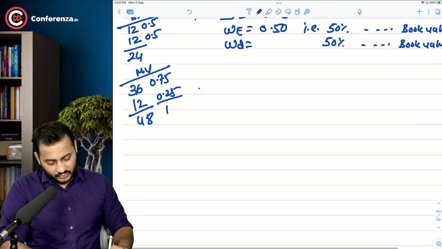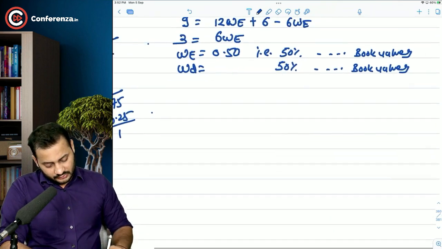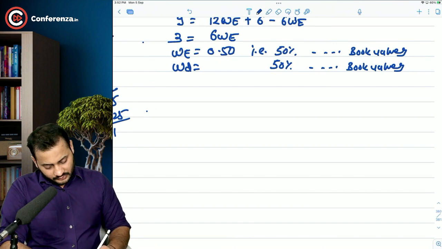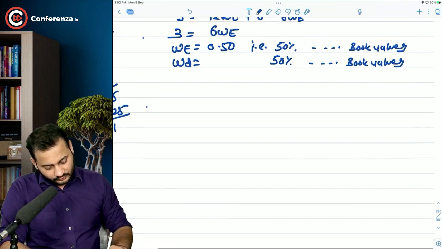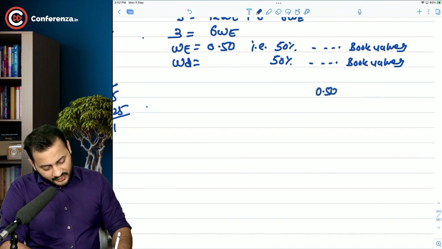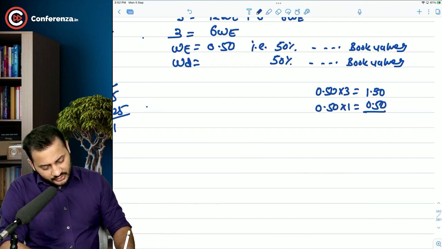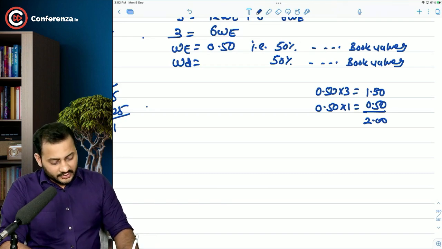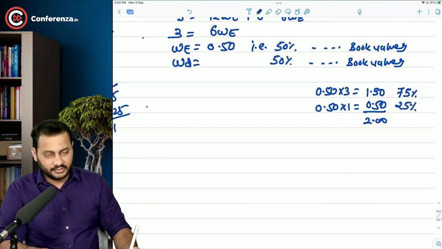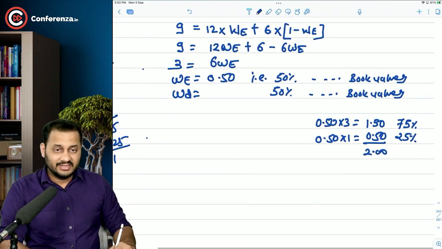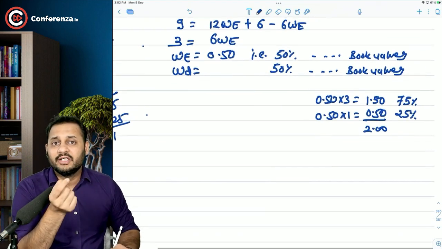So let me just go ahead. If you take the market value weights, see, 0.50 into 3 times will give you 1.50, and 0.50 into 1 time will give you 0.50, and the total is 2. So if you calculate the weight, it comes to 75%. And this comes to 25%. Exactly. Now with these new weights, we are going to solve the equation.